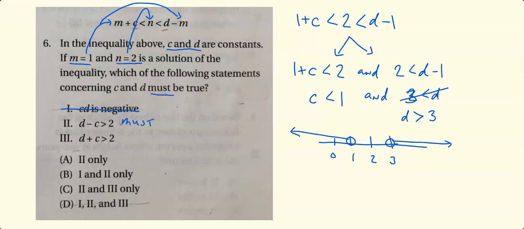And then D plus C greater than 2, well, if C is some big negative number and you add it to D, then you're not going to get something greater than 2. So this one doesn't hold either. It's only 2.